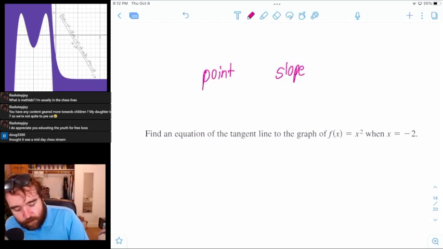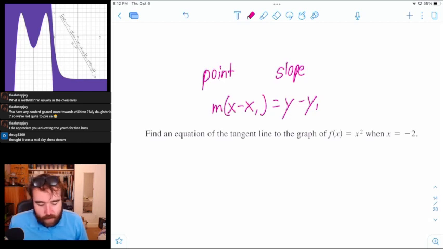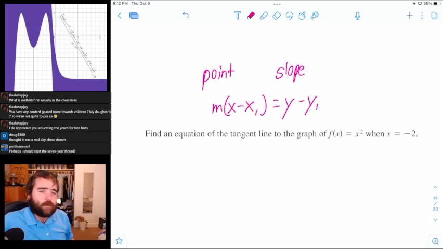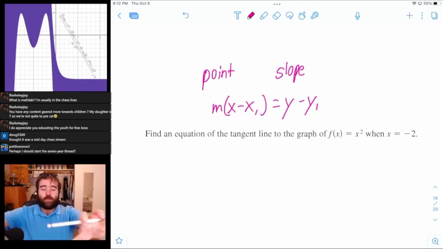What is point slope form? Well, we should know it. m times (x minus x1) equals y minus y1. And of course, you could use y equals mx plus b and then do the whole solve for b thing, but I think that's no good because I think this is just easier. You just get the point and the slope and straight plug it in.